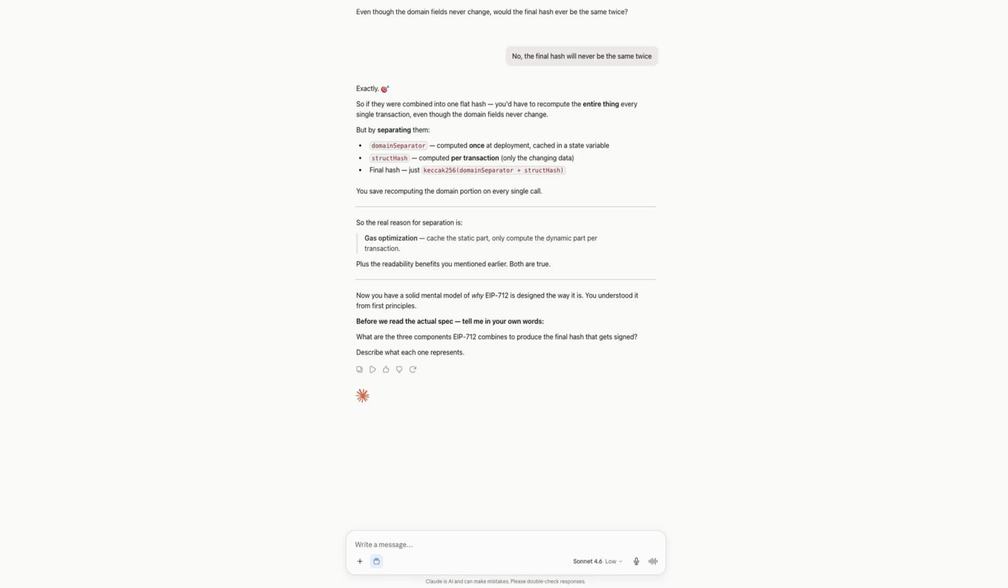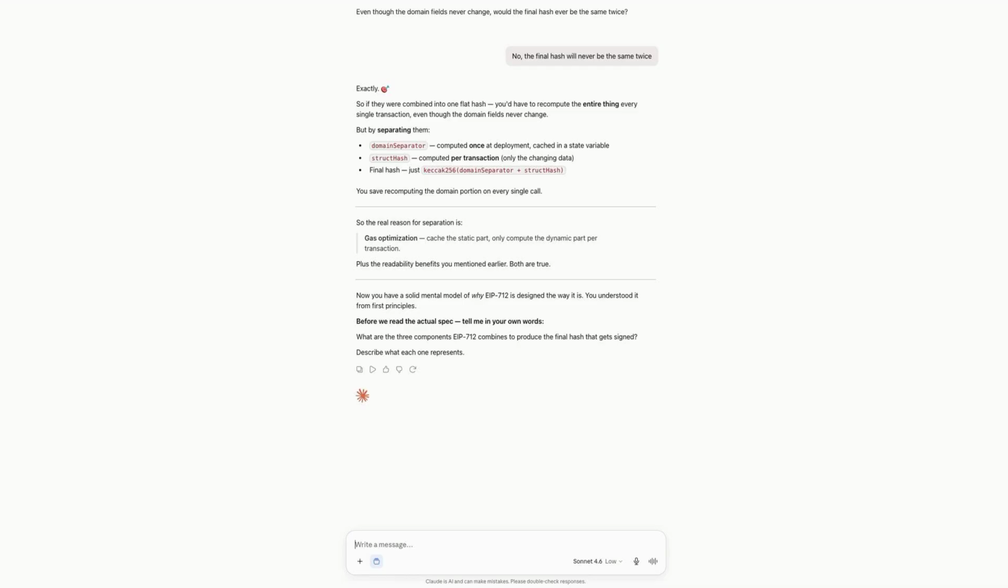Now you have a solid mental model of why EIP-712 is designed the way it is. You understood it from first principles. Before we read the actual specification, tell me in your own words, what are the three components EIP-712 combines to produce the final hash that gets signed?